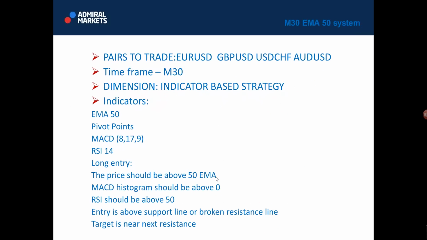And here, RSI should be above 50. So it's pretty straightforward. But for this kind of strategy, you need a pivot point indicator. I think all of these indicators can be found on MT4 by default.